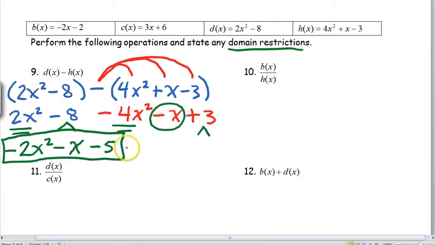What's the other restriction we talked about yesterday? 0 in the denominator. No 0 in the denominator. But on this problem we have no square roots and we have no denominators. So we don't have to worry about that. So the domain is negative infinity to positive infinity.